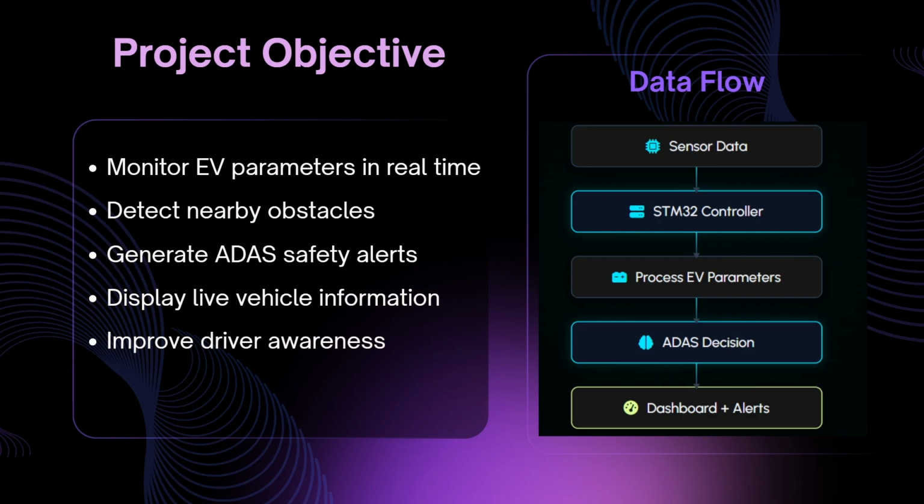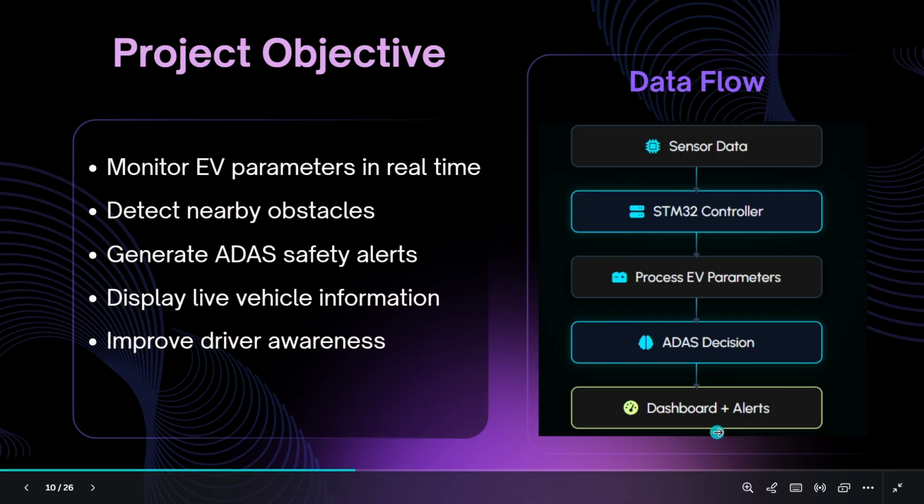The objective of this project was to develop an EV parameter monitor in real time. It should be able to detect nearby obstacles, generate safety alerts, and display the live information, basically improving the driver's awareness. This is the data flow, showing how the data flows from sensors to the controller, then to the different parameter sets, finally to the ADAS decision-making device, and then to the dashboard where the driver can view the details and the real-time data.